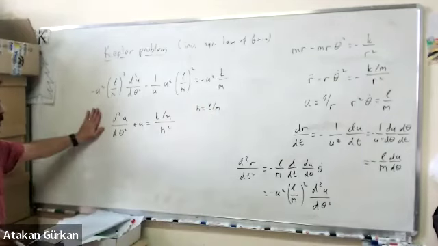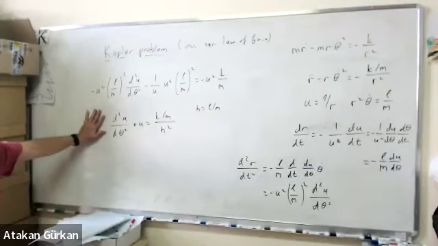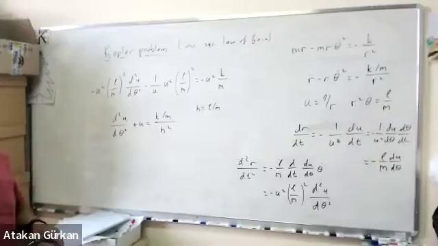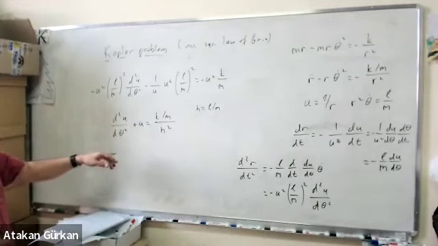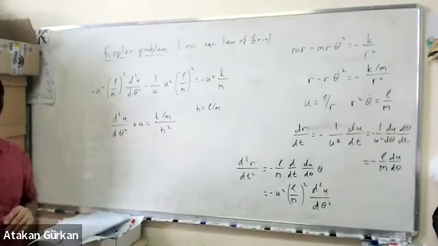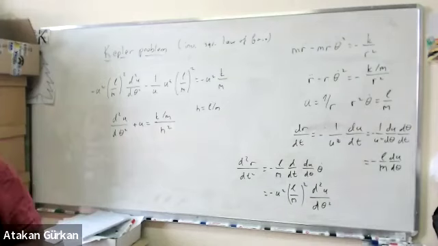So what's the solution to this equation? D squared u by d theta squared plus u is k over m h squared. So we took our Kepler equation and turned it into this one. Eventually, I want to go back to r, of course, but this can be solved. You know this differential equation. What is this differential equation? Are you ready? Can you recognize this?